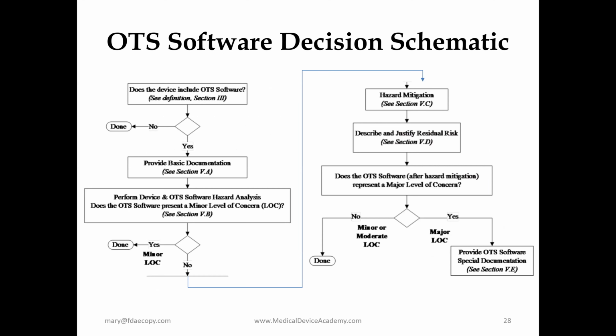So this is the off-the-shelf software decision schematic, which is included in that guidance document. There are different requirements for documentation based on the level of risk. For any off-the-shelf software, you need to provide the basic documentation. Then, based on your level of risk, if it is not minor, you need to move on and do hazard mitigations and describe the risk. And if it is a major level of concern following the mitigations, then you need to provide the special documentation. Next slide, please.